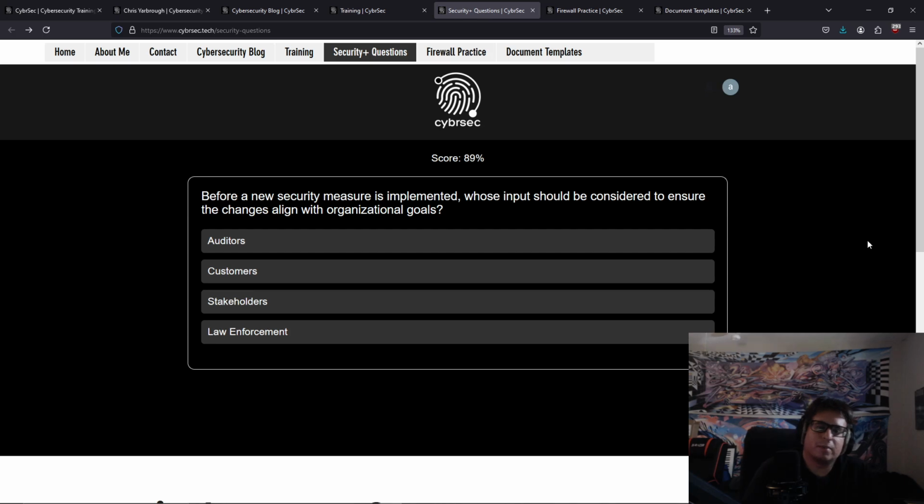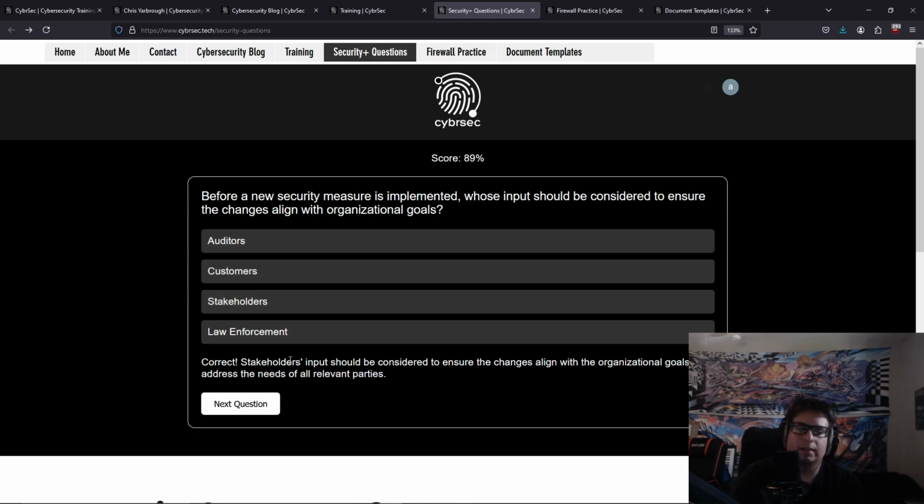Before a new security measure is implemented, whose input should be considered to ensure the changes align with organizational goals? Stakeholders. Correct. Stakeholders' input should be considered.